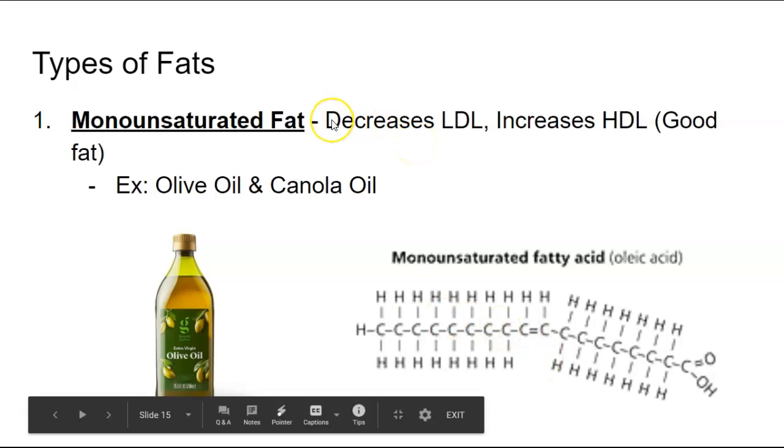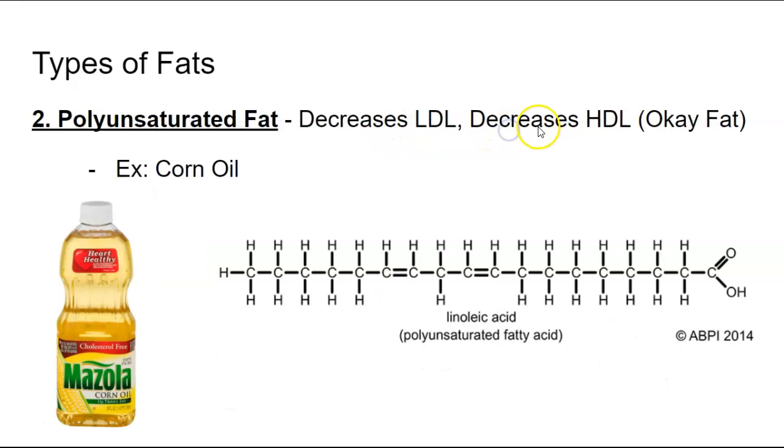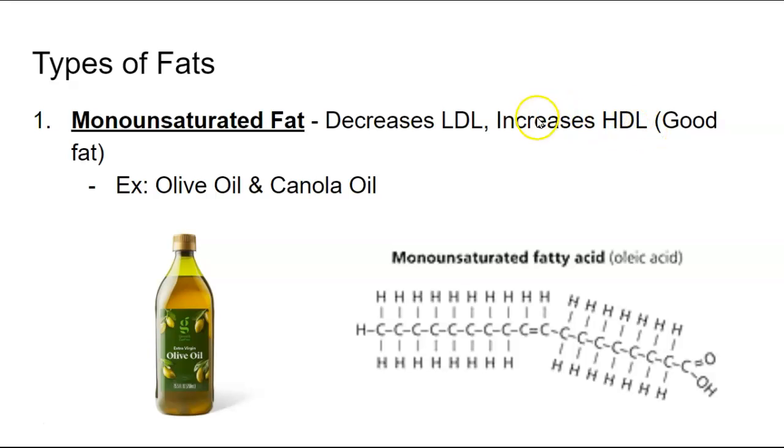What you do need to know is that it decreases your LDL. Remember, this is the bad cholesterol. So if it decreases that, that's good. It decreases the bad and it increases the good. So this is a really good fat to have because it helps us keep our arteries healthy while also getting rid of the bad cholesterol. This monounsaturated fat can be found in olive oil and canola oil. So monounsaturated fat is a good fat.